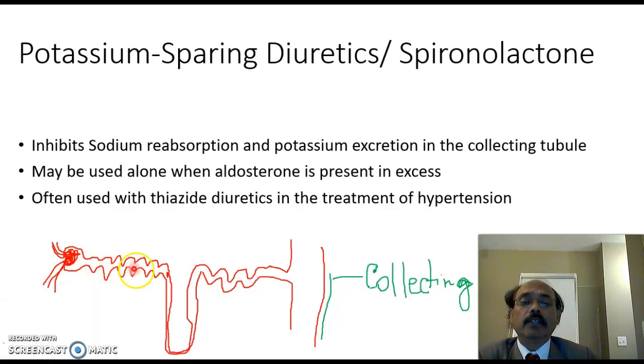So this is the image of a nephron. This is the Bowman's capsule, glomerulus, efferent vessel, the proximal convoluted tubule, the loop of Henle. This is the descending limb, thick ascending limb. This is the distal convoluted tubule. This is the collecting tubule or collecting duct. And this is the site of action of the potassium-sparing diuretics. It works on the epithelial lining of the collecting duct.